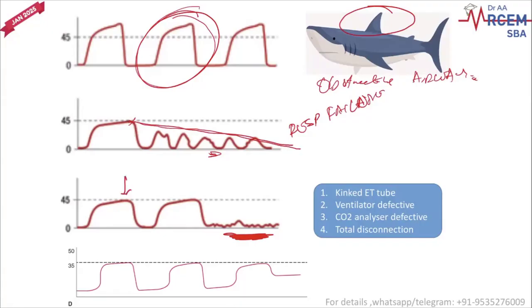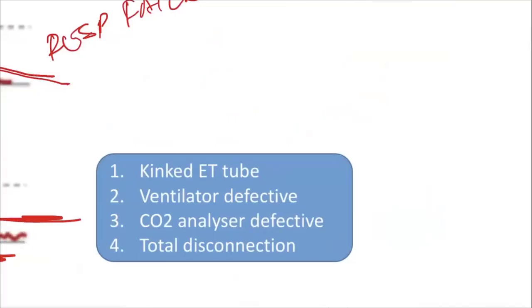Another one you can see here is that the patient is breathing normally, and suddenly you have a flat line. What are the causes for a flat line? It might be a completely kinked ET tube, or the ventilator has failed, or the carbon dioxide analyzer is defective, or there is complete disconnection of the analyzer device itself. So two scenarios are present here.